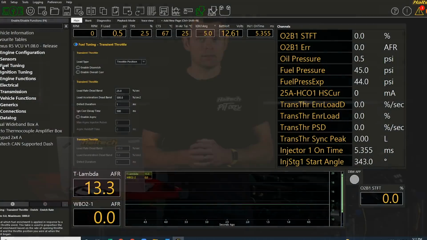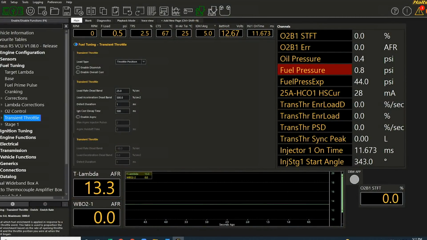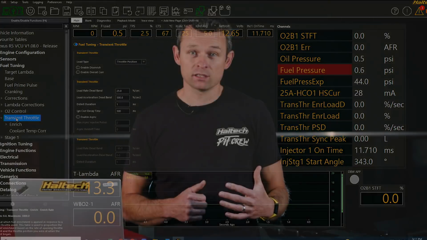And with all of that said, let's lift the hood on the Haltech NSP software and take a look at the transient throttle enrichment function settings and the maps available for calibration. The transient throttle enrichment setup and maps can be found under the fuel tuning node in the menu tree structure. As you can see, there are quite a few settings here to set up. Don't worry, we're going to cover them all, and in addition to this setup, there's also a bunch of maps that will need to be calibrated as well. Alright, so let's crack into it.